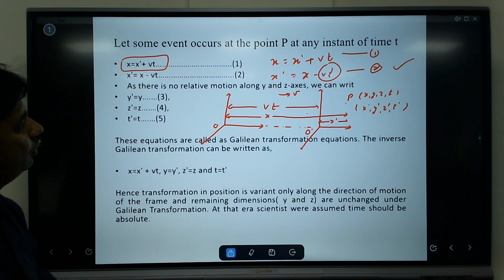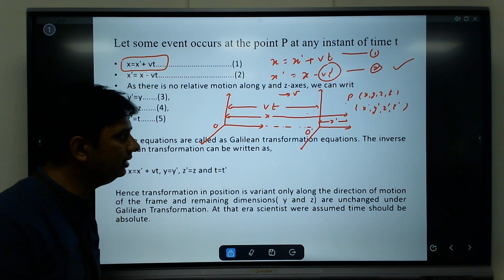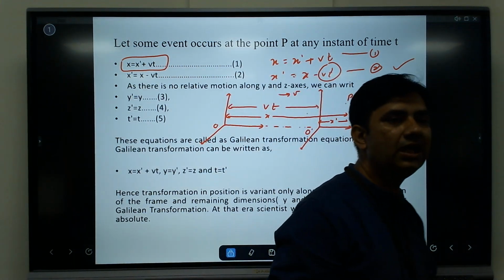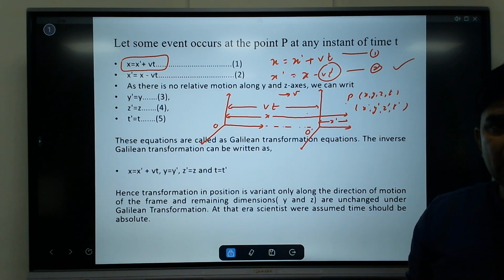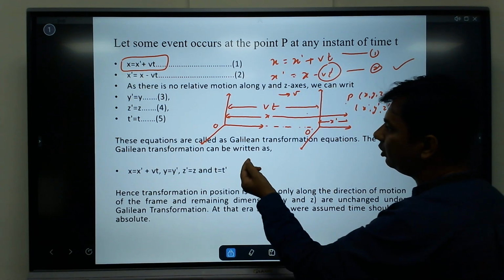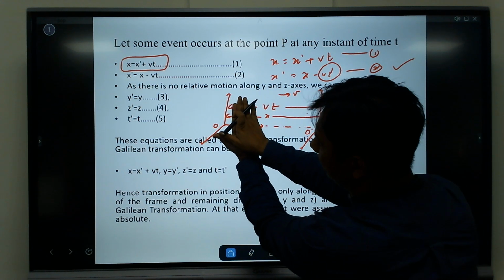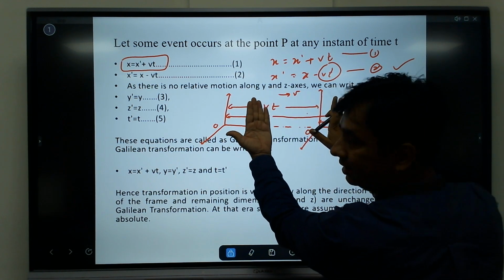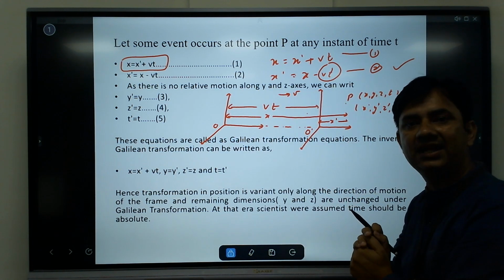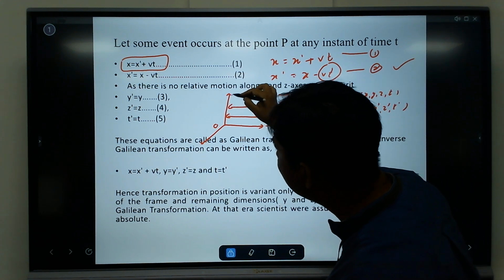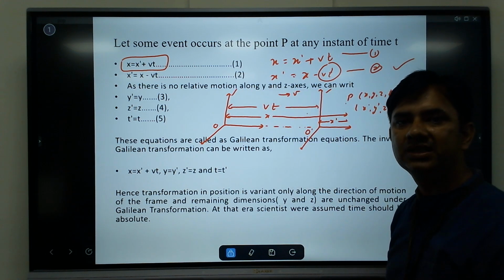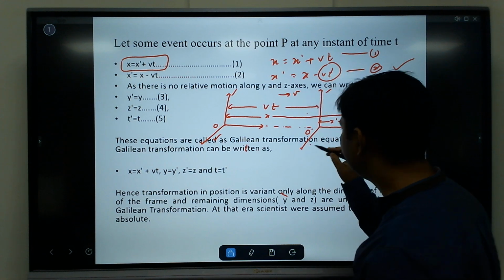Now, as I explained earlier, there is relative motion along the x-axis only, not in y. You can see from here, they coincide. Now they are moving. In which direction are they moving? They are moving in the x direction. Now see this direction, they are parallel to each other. If you talk about this, it is also parallel to each other.